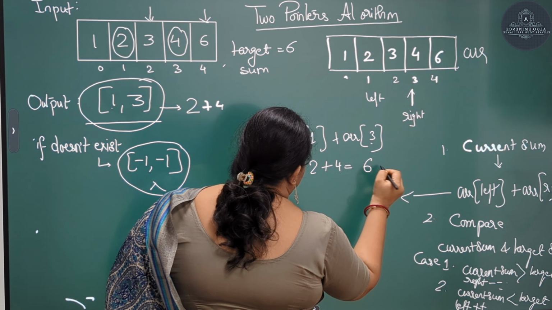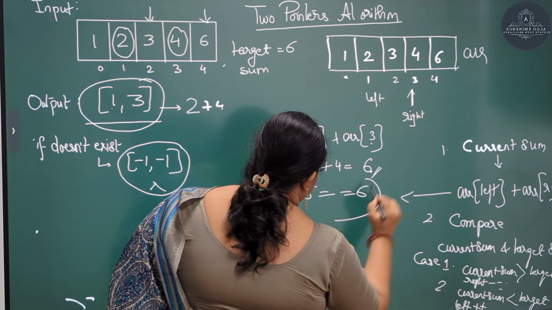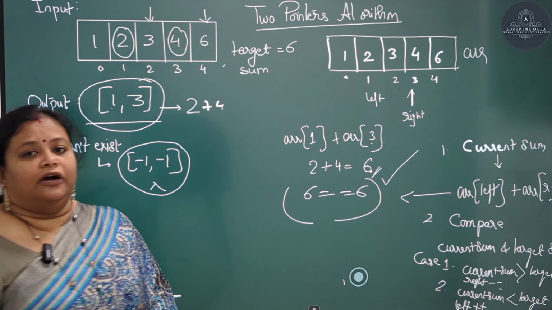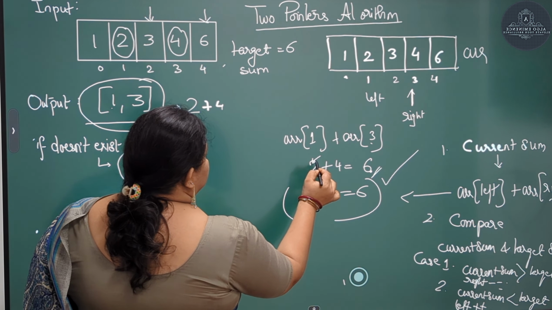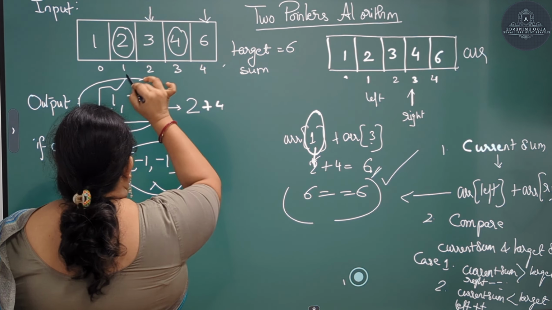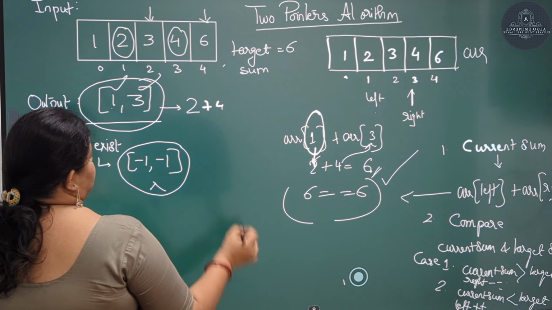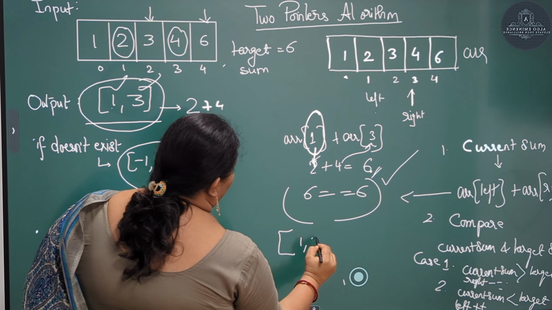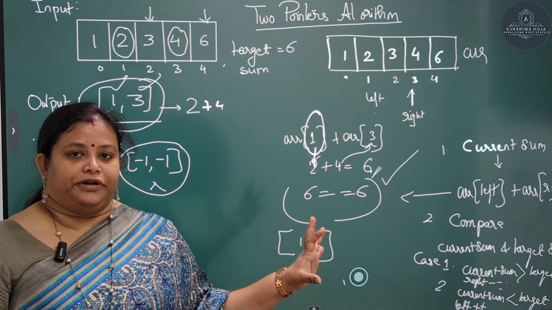Here I am getting a current sum which is equal to the target sum, and nothing but you have found your desired output. So you return the index number of this value, nothing but this 1 is being returned, and similarly you return the index number of this value, nothing but your 3 is returned, and my output is 1 and 3. So this is the basic concept of your two pointers approach.